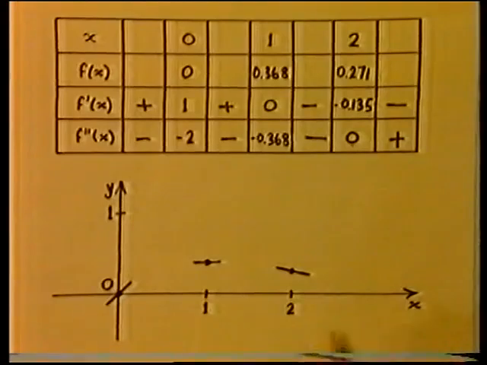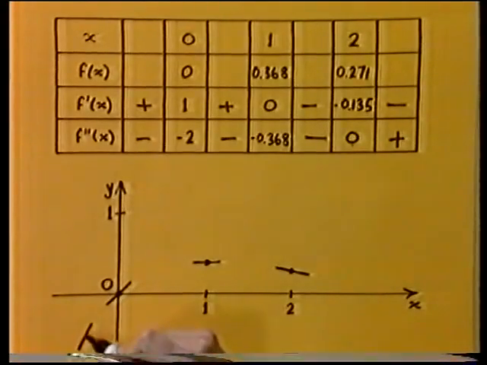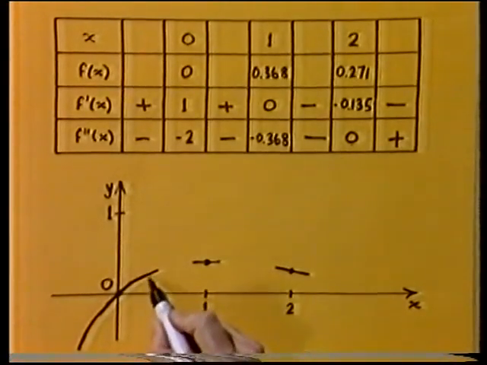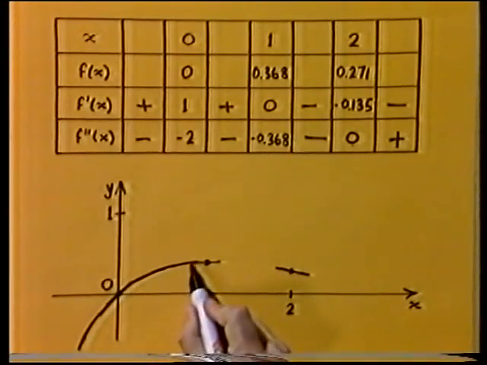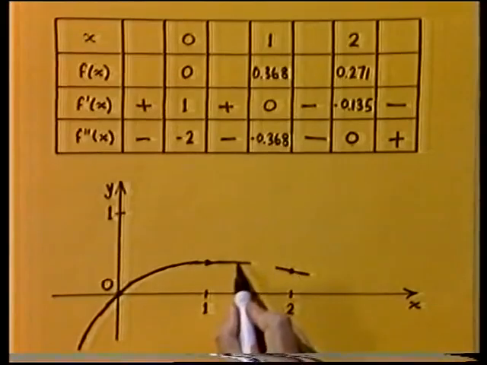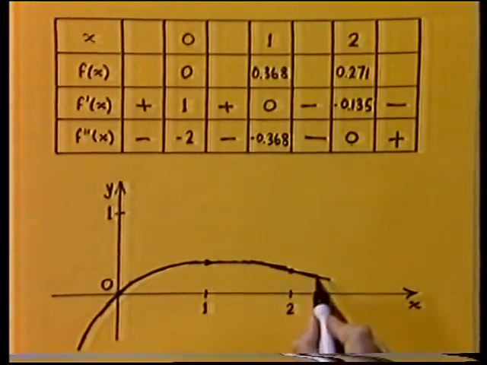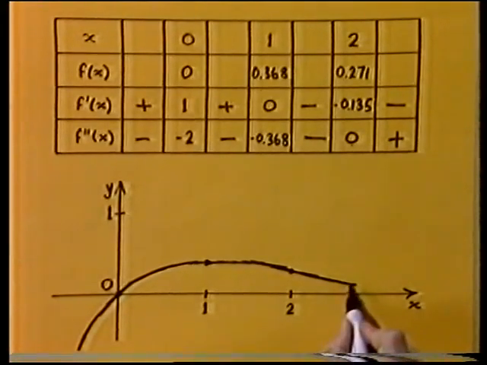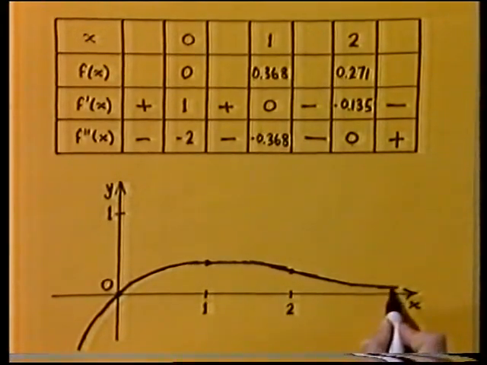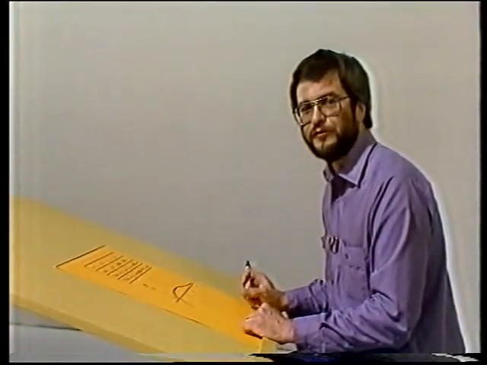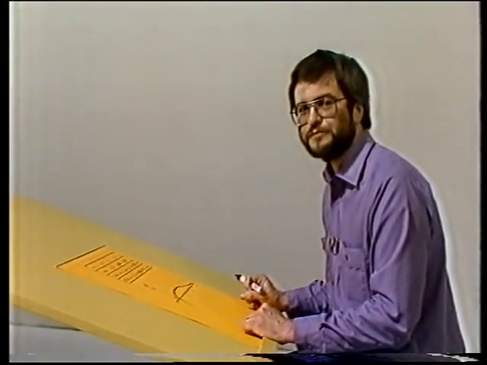So now I can sketch the curve. It's negative down here, crosses the axis at the origin, rises to a maximum at x equals 1, crosses the tangent at x equals 2, and then decreases towards the x-axis, getting closer and closer as x gets bigger. So that's how we got the sketch to see what our glass would look like.